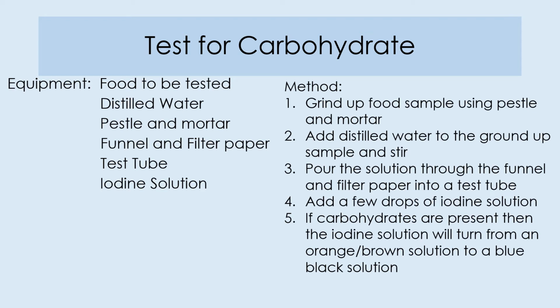Method, got it there on the board. So we'll grind up the food sample, we'll add the water, dissolve it a little bit, and then filter it out so we've got a clear liquid. We can then add in a few drops of iodine solution. Now, if we've got starch present, that iodine will change from an orangey brown colour to a blue-black colour. Obviously, we could also just put some iodine onto the food. So if we have potatoes, we could put a few drops of iodine onto the potatoes and see it turn to a blue-black colour.